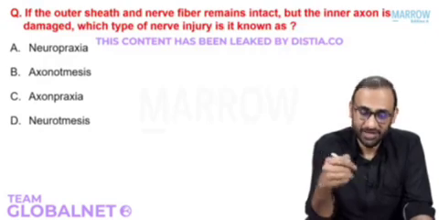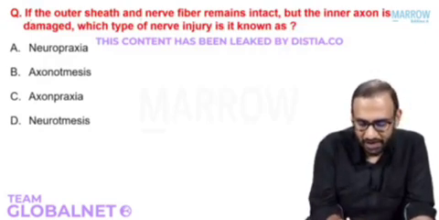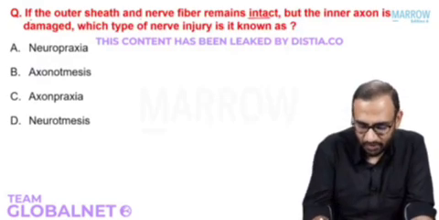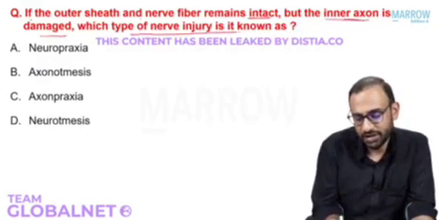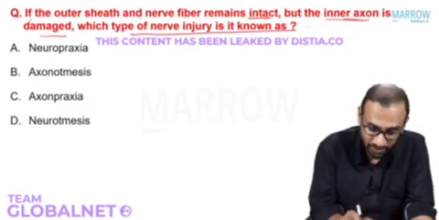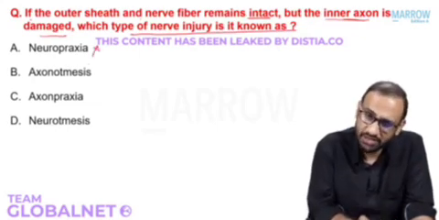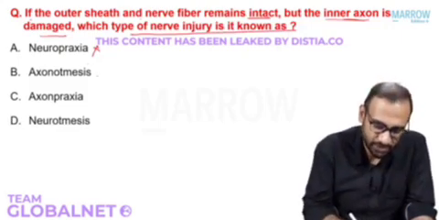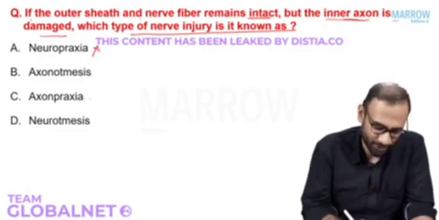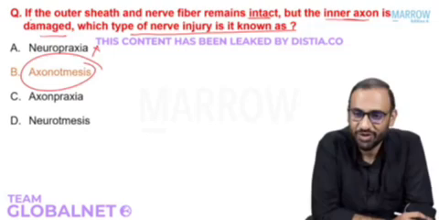The last question asked in the recent INI-CET exam is: if the outer sheath and nerve fiber remain intact, but the inner axon is damaged, which type of nerve injury is it known as? The axon is injured, outer sheath remains intact. Is it neuropraxia? No, in neuropraxia nothing is injured. It's a physiological reversible conduction block. Is it axonotmesis? Yeah, looks like that. Axonpraxia, I don't know what that is. Neurotmesis is the complete injury. So the answer here is axonotmesis.